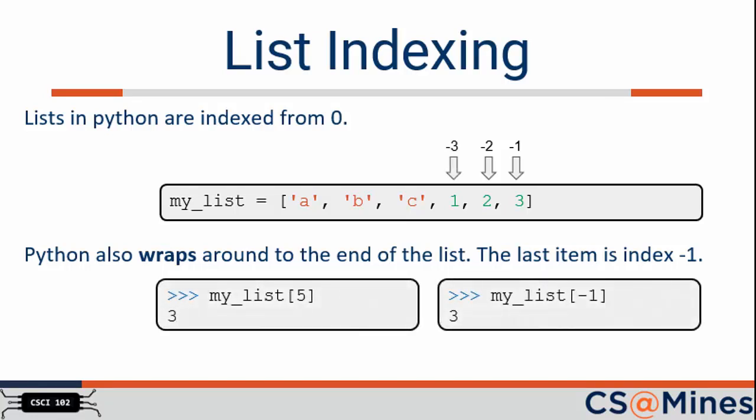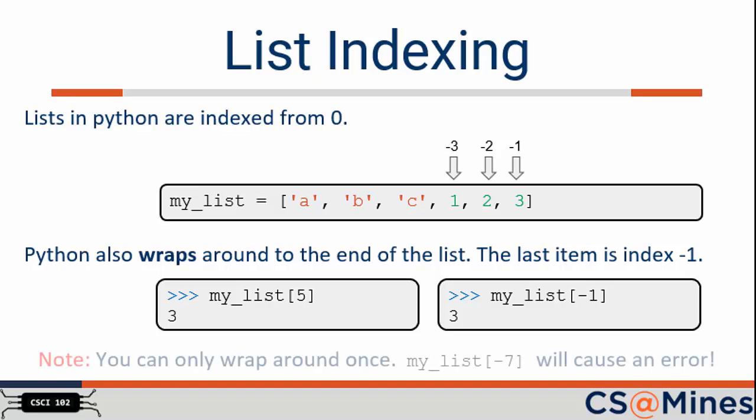Accessing an item in a list is done by typing the name of that list and the index of the item in square brackets. Lastly, we note that wrapping around or using negative indices only works once. Thus, in this example, accessing an item at index -7 would cause an error since A is at -6.